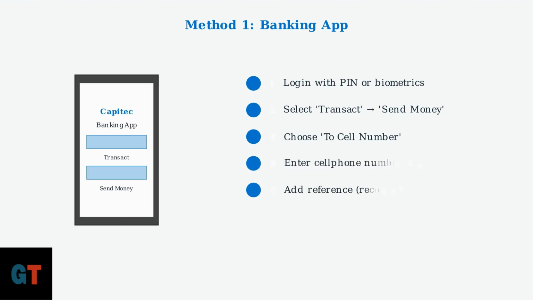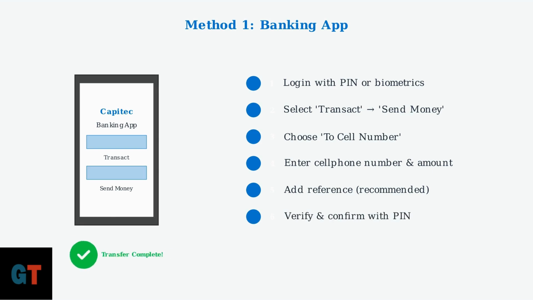Enter the recipient's cell phone number and the amount you wish to transfer. Adding a reference is optional, but highly recommended for record keeping and to help the recipient identify the payment. Review all transaction details carefully, then confirm the transfer by entering your transaction PIN. You'll receive both an SMS confirmation and an in-app notification when the transfer is complete.